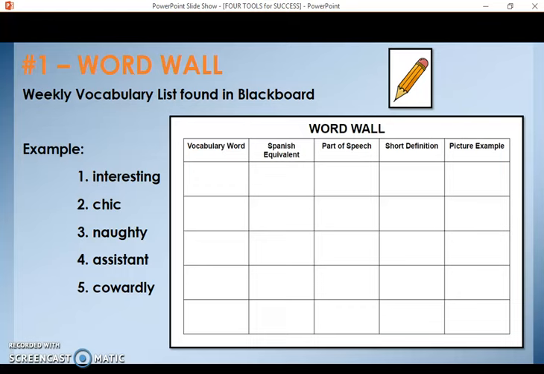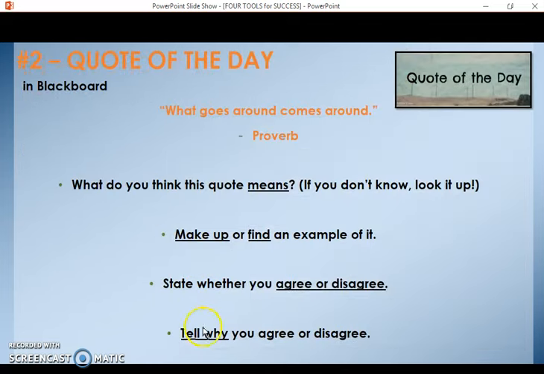So these are some words that I just randomly put on a list just as an example for you. Number 1, interesting. Number 2, chic. Number 3, naughty. Number 4, assistant. And number 5, cowardly. Okay, each of you will have this word wall. I'll send it to you. You'll have it saved on your computer. And what you'll do is here, let's go back.